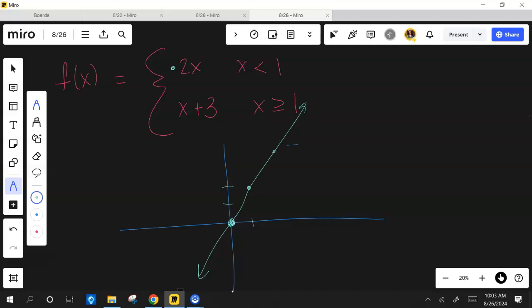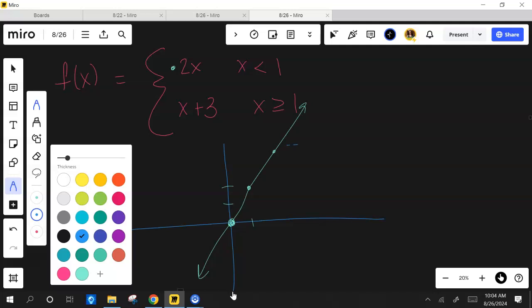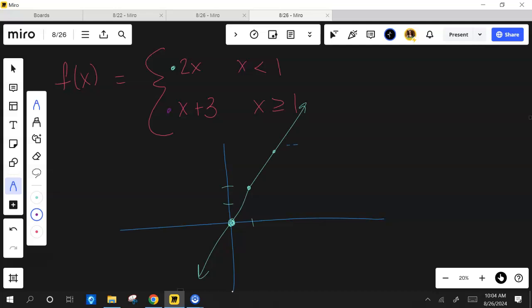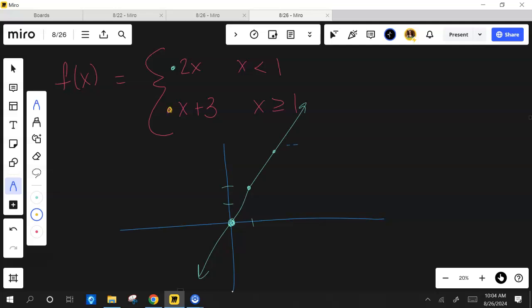All right. Now let's graph the other line. That's not a good color, is it? Where do I start? 3. What's the slope? 1. Up 1, over 1, right? Up 1, over 1. Agree, disagree? All right.